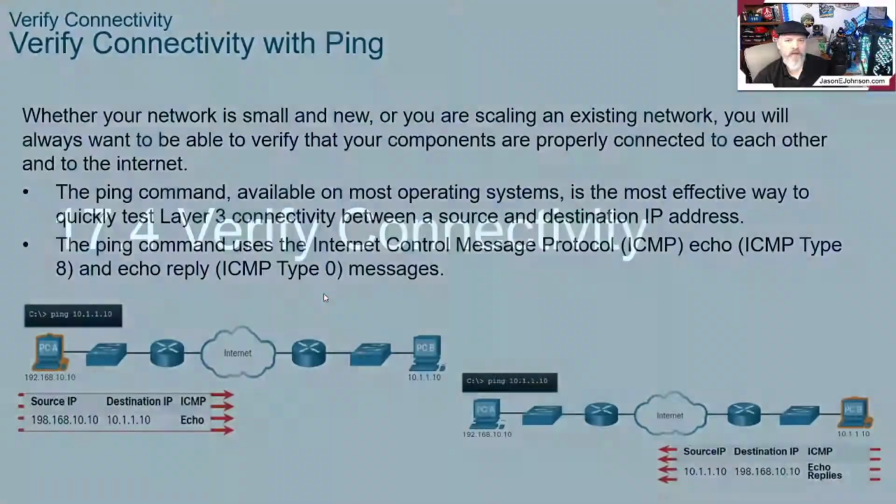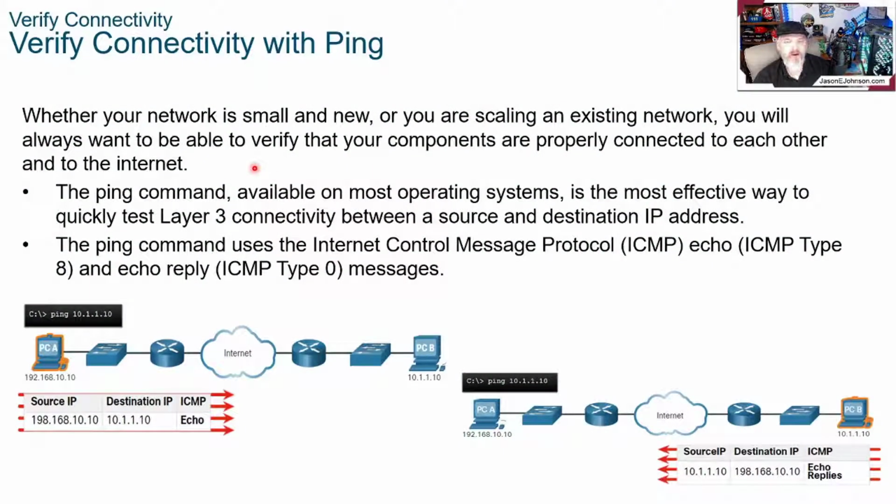Next, you want to verify connectivity. You can verify connectivity with ping. Whether your network is small or new or large and you're scaling on an existing network, you will always want to verify that your components are properly connected to each other and to the internet. The ping command, available on most operating systems, is the most effective way to quickly test layer 3 connectivity between a source and destination IP address.